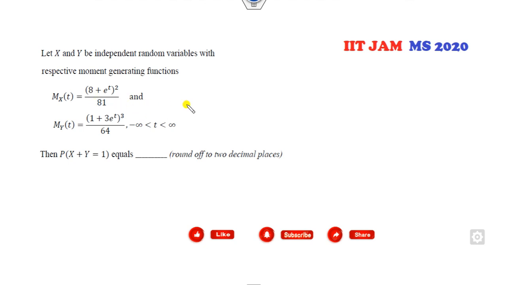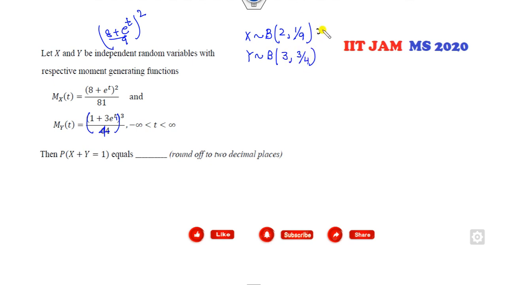Okay, again you can see that it's very simple. I can write this number as (8/9) whole square. That means x follows the binomial distribution with parameters 2 and 1/9. This I can write as (3/4) whole cube. So y follows a binomial distribution again with parameters 3 and 3/4. So x varies over 0, 1 and 2 based on this n. Y varies over 0, 1, 2 and 3.